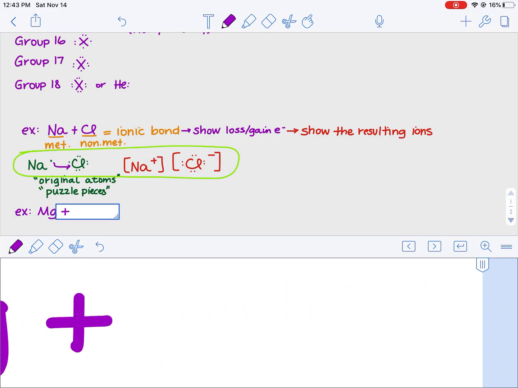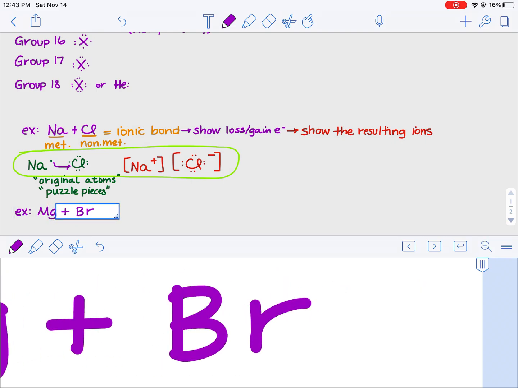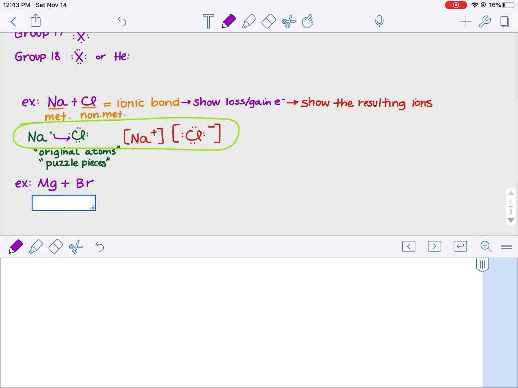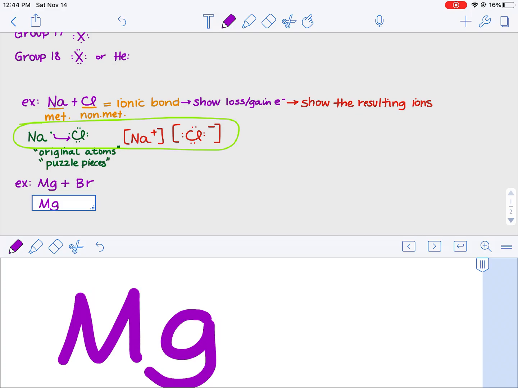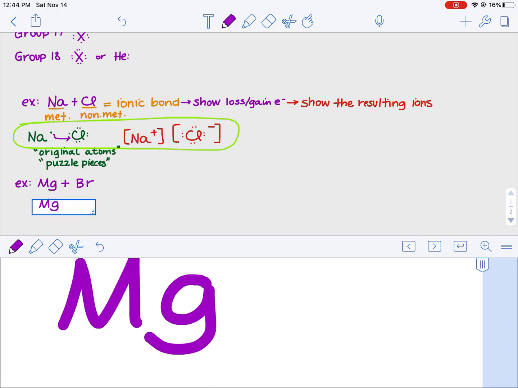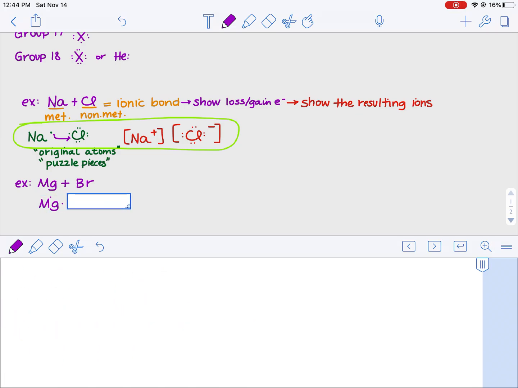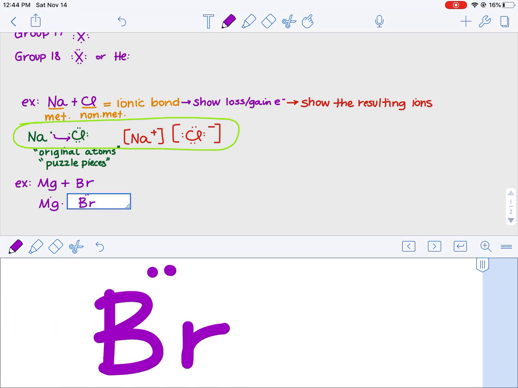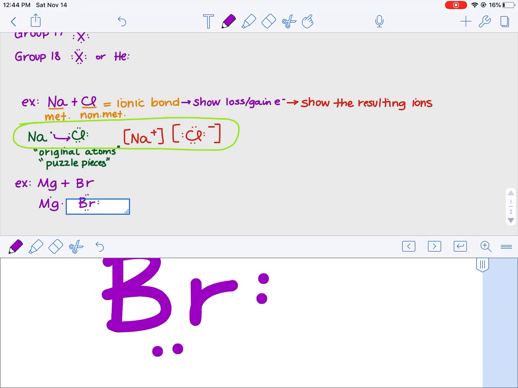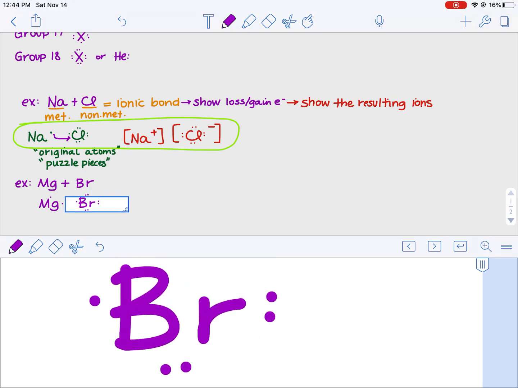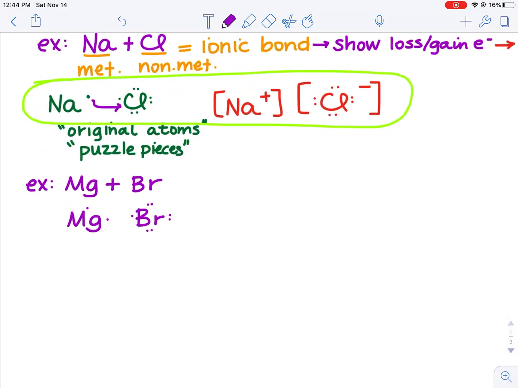Let's try an example that shows the bond that forms between magnesium and bromine atoms. Again, we've got a metal with a nonmetal, so I know I have an ionic bond. I need to show the loss and gain of electrons. I do that by starting with the original Lewis dot structures. Magnesium is a group 2 metal, so its Lewis dot structure has 2 dots that are not paired up. Bromine is a halogen in group 17. It will have 7 valence electrons around its symbol.